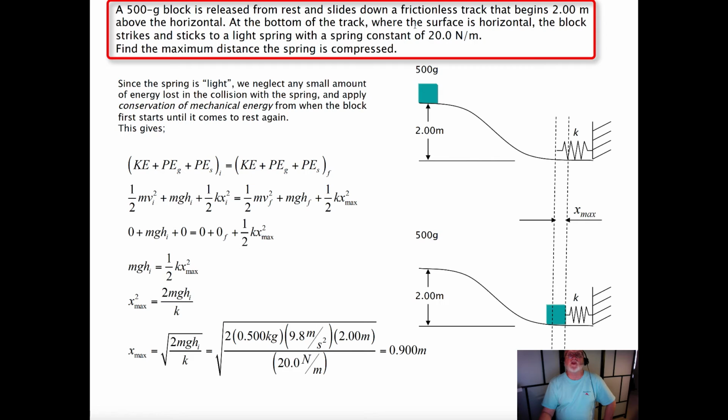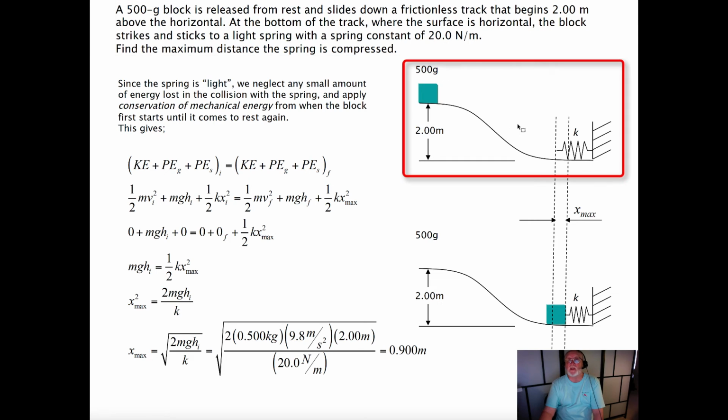At the bottom of the track, where the surface is horizontal, the block strikes and sticks to a light spring with a spring constant of 20 newtons per meter. So we can see that in the diagram here. We're going to have some potential energy, some kinetic energy, and some energy due to the spring.